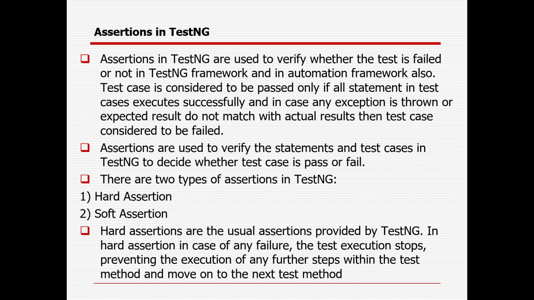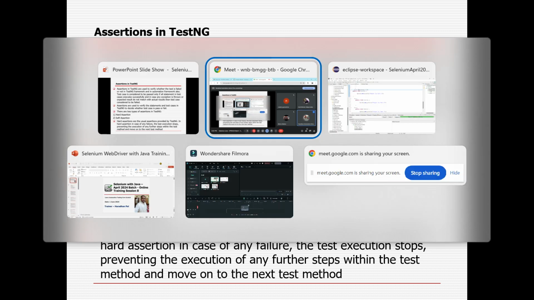So in TestNG there are two types of assertion. One is hard assertion, one is soft assertion. What is hard assertion? First we will understand. Hard assertion means if you are using hard assertion and somehow your test case fails, your execution will stop immediately and the remaining lines of code will not be executed. That is the drawback of hard assertion. So let's see the hard assertion part.